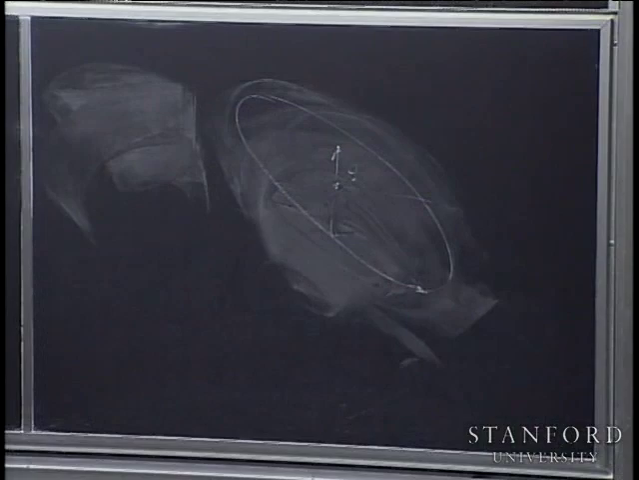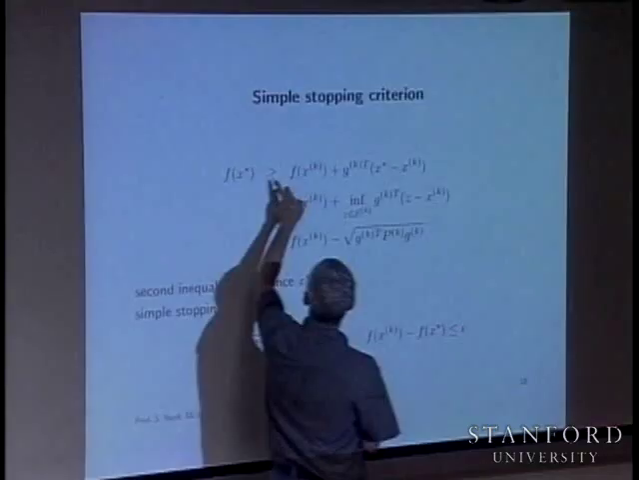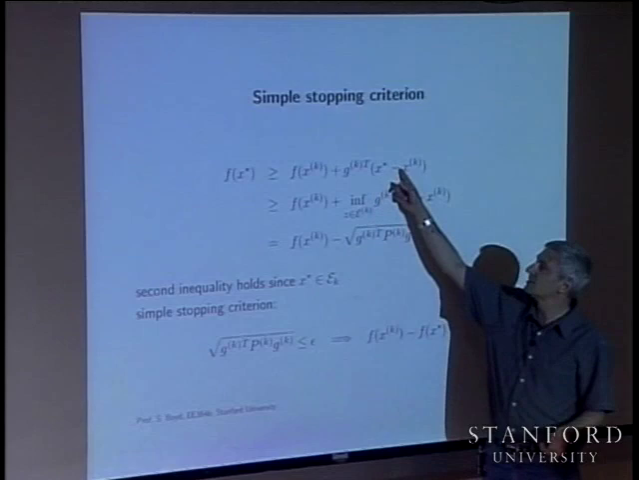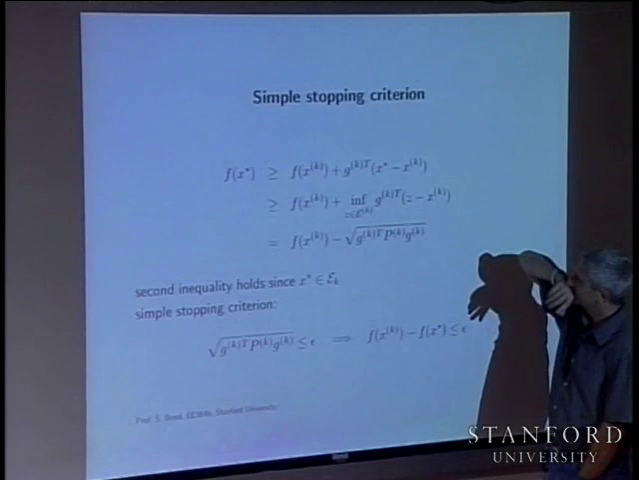Of course you have this. This is just your basic formula; everything's based on this. Everything is based on this formula. It's the definition of a subgradient. Everything's based on that. So what you do is this.